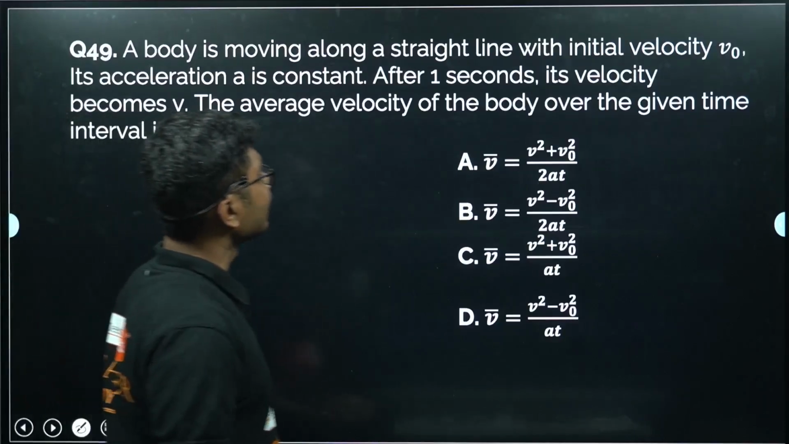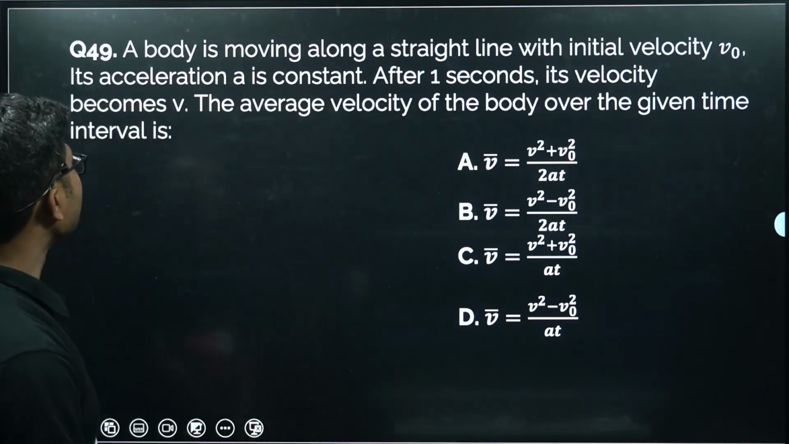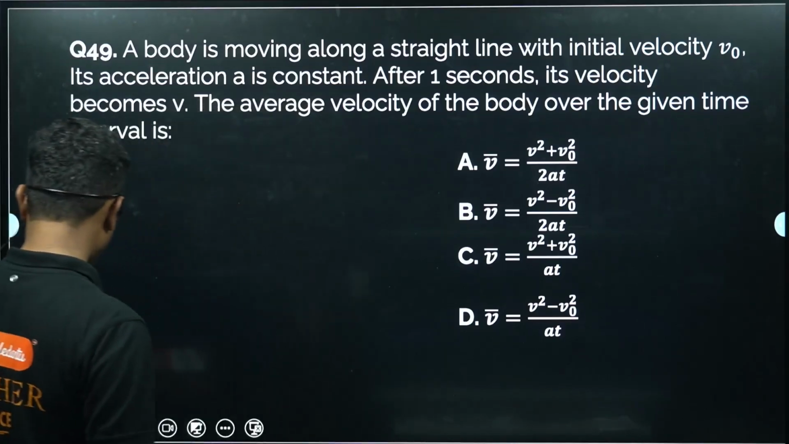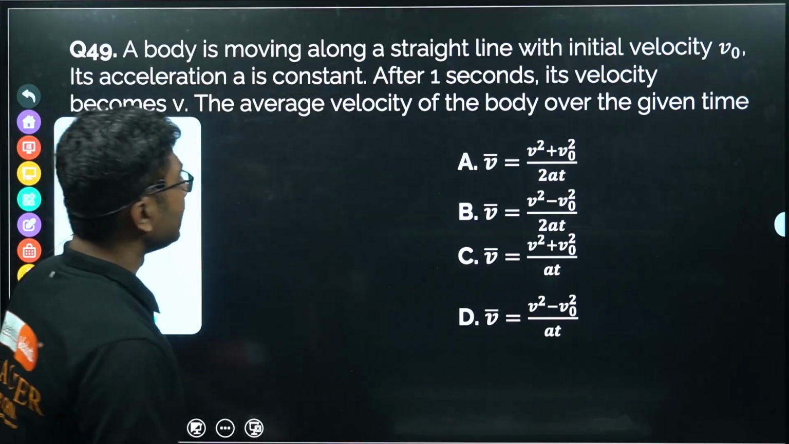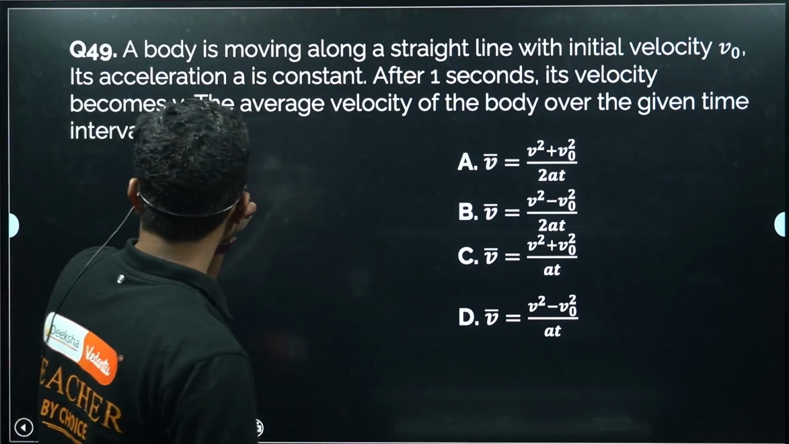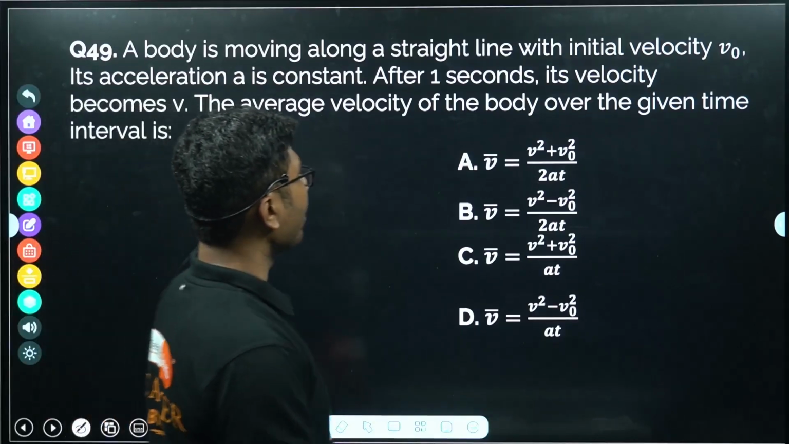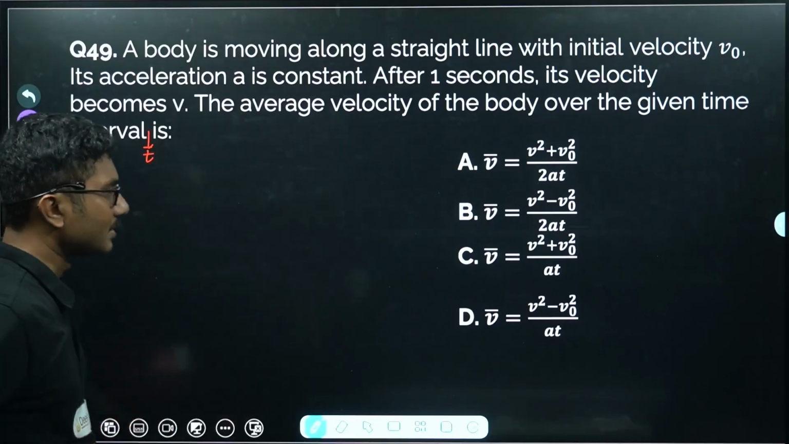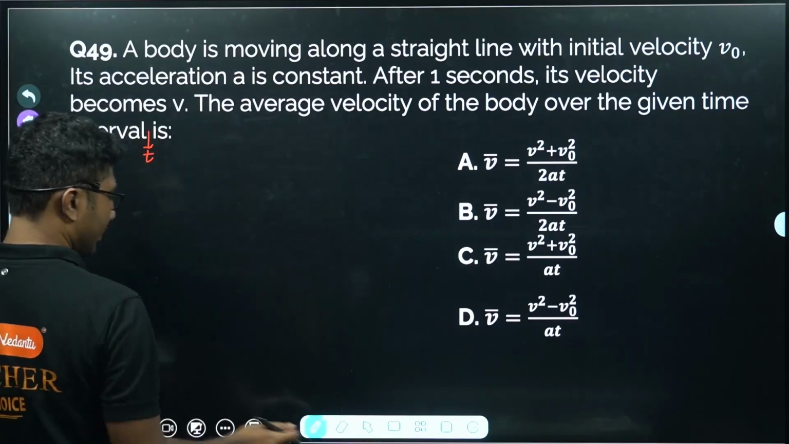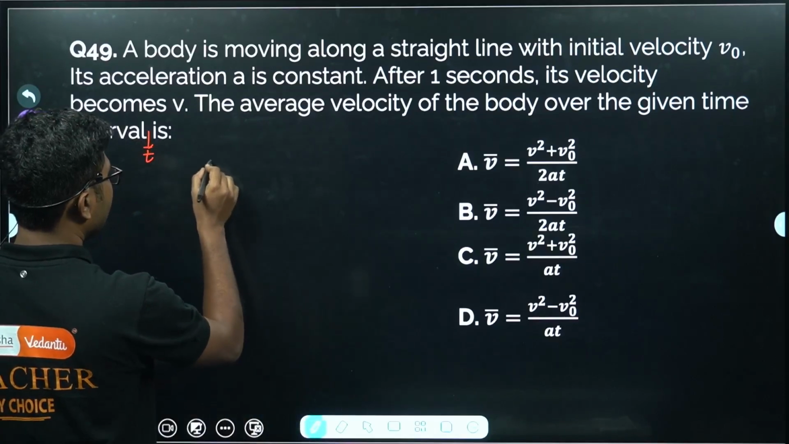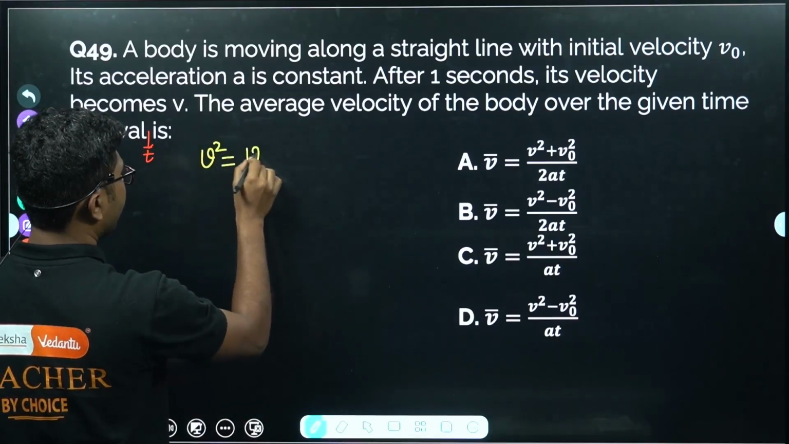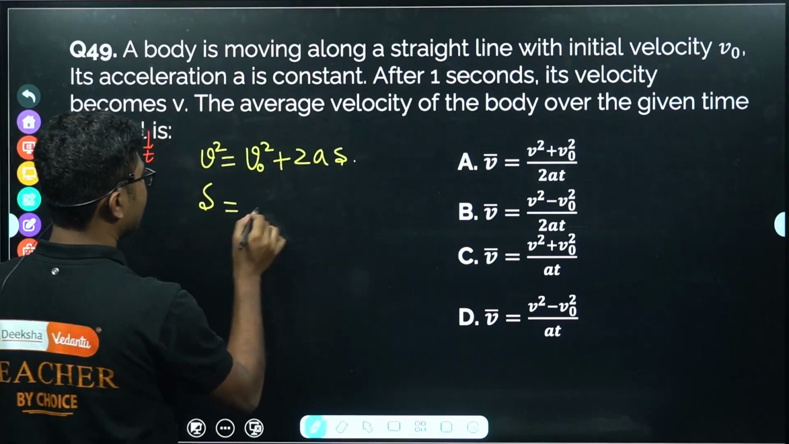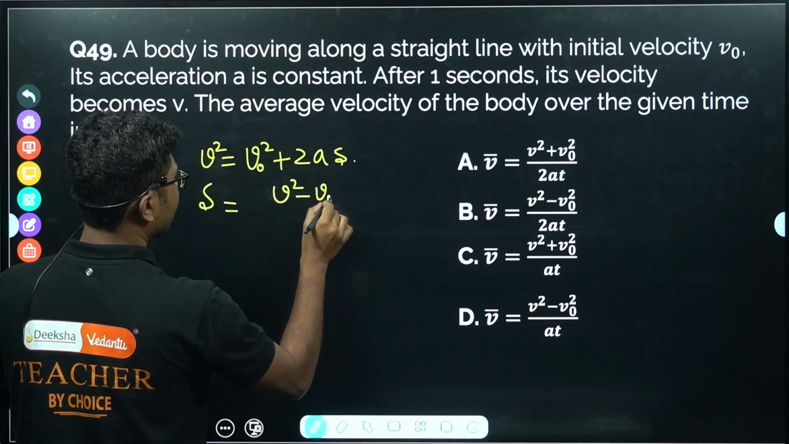A body moving along a straight line with initial velocity v0 has constant acceleration a. After 1 second, its velocity becomes v. The average velocity of the body over the given time interval t is... So we know that v square is equal to v0 square plus 2as. So s is basically (v square minus v0 square) by 2a.